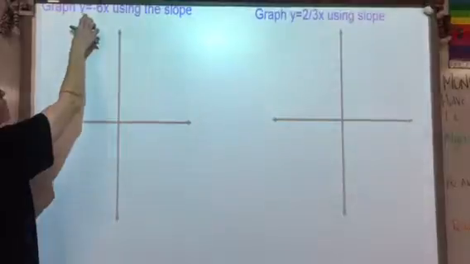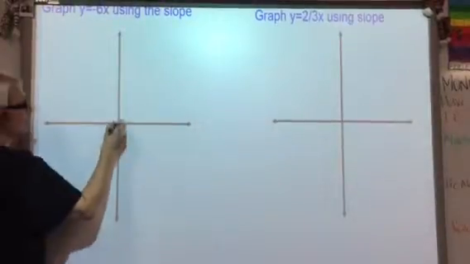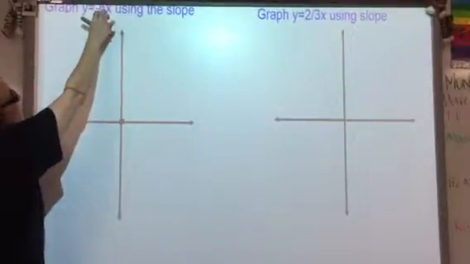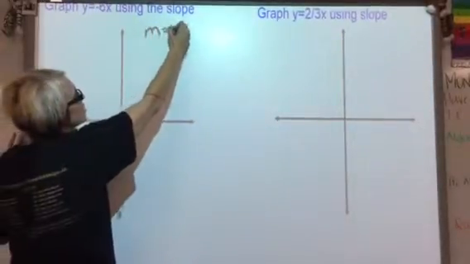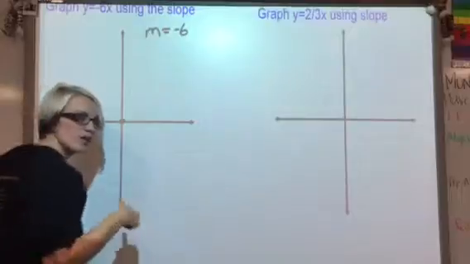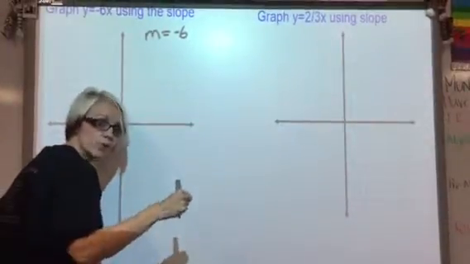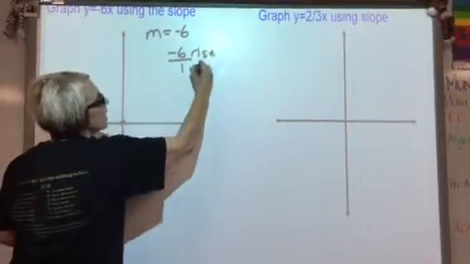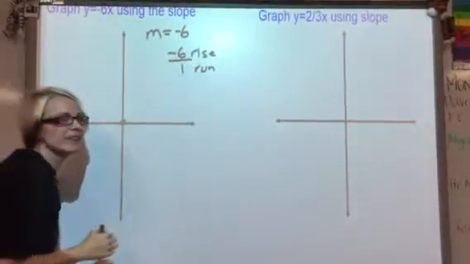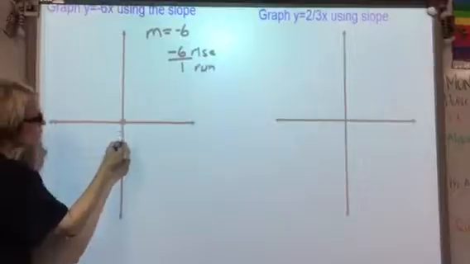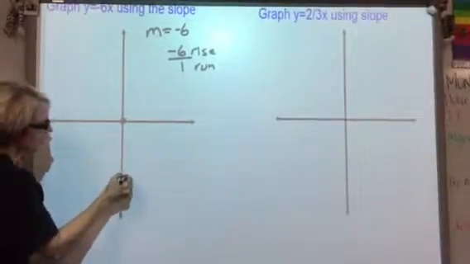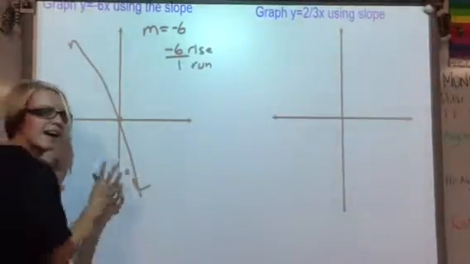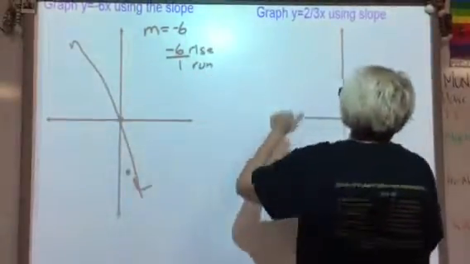So let's graph one. We're going to graph y equals negative 6x, and yes, you already know it's going to go through the origin. So our k is negative 6, so that means our slope is negative 6. Remember what slope is? It's rise over run. So we're going to rise negative 6, and we're going to run 1. Well, that means we're really going to fall 6, right? So 1, 2, 3, 4, 5, 6, run 1. And now I can connect with my ruler and draw my line, okay? I know that's a horrible line, but I don't have a ruler.